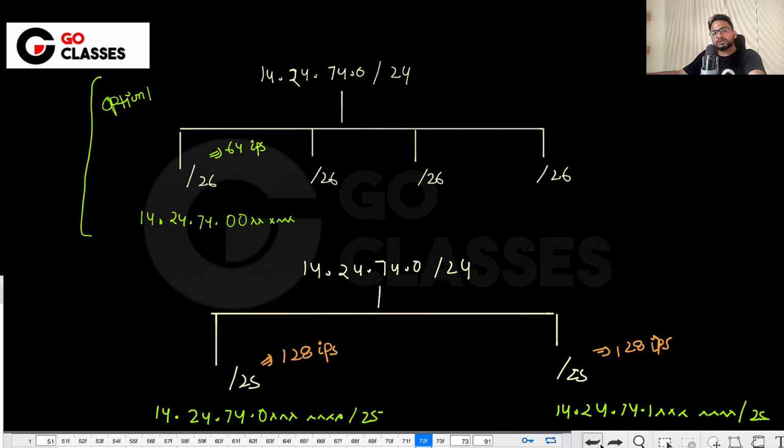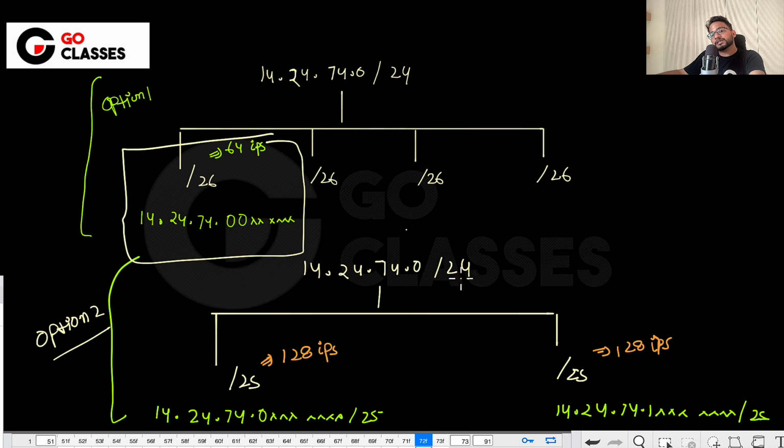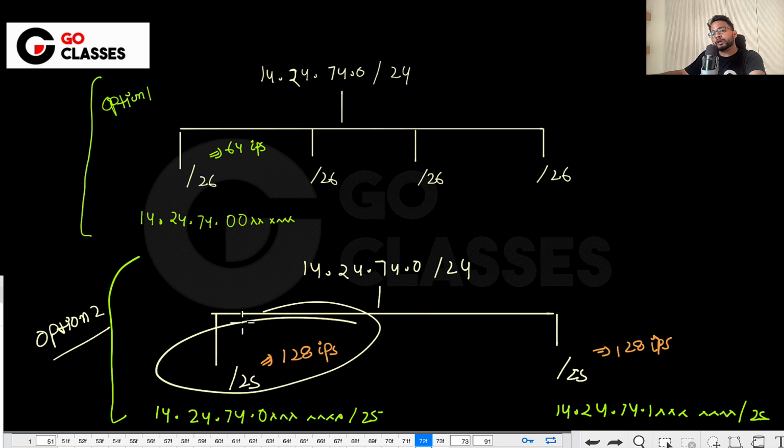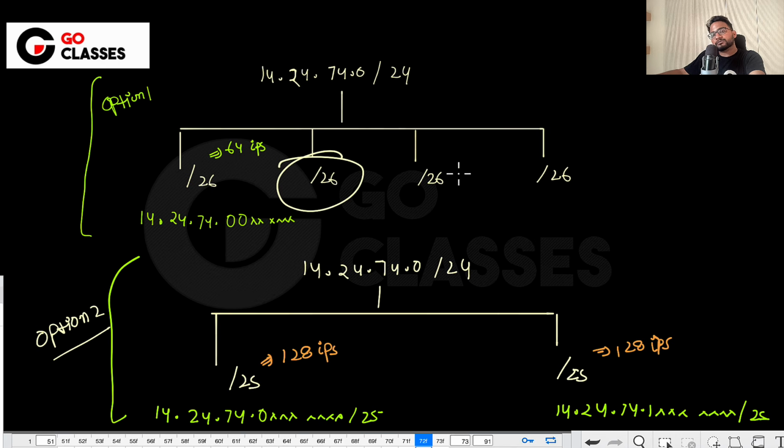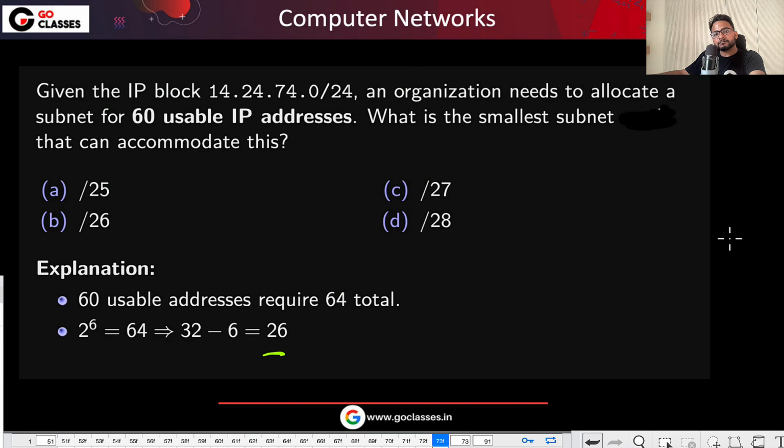So this is option 2. Both the options are okay, but I would prefer option 1, because in option 1 we are assigning this, which is enough. Why assign a 128 IPs block, right? Because they will be wasted. We can assign this to something else. We can use these 3 for some other purpose, right?